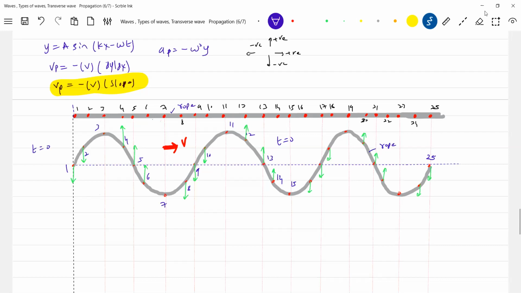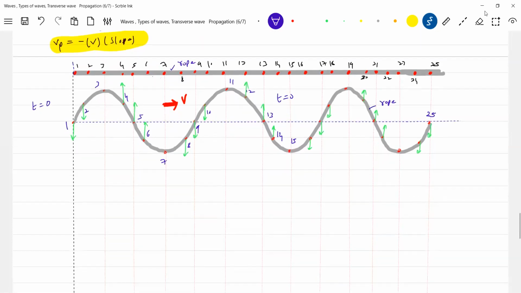Let's go for the next interval of time. What is the next interval of time? T is equal to T by 4, I'll write it. Or T by 8 if you want. What is T by 4 in SHM? Time taken by the particle to move from mean to extreme. For T by 8, what will happen to this particle? It will not reach mean, it will be somewhere here.